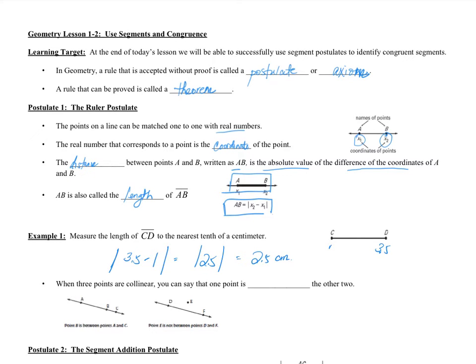When 3 points are collinear, you can say that one point is between the other two. So B is collinear. But when you have a point that is not on the same line as the two other points, then this point is not collinear.